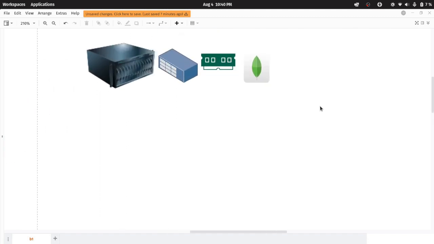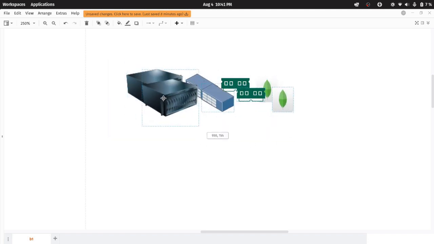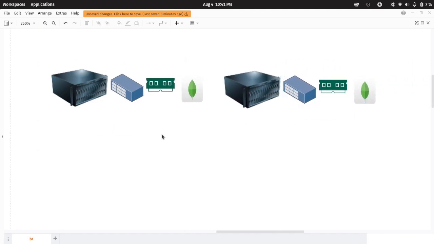On the other hand, if we see horizontal scaling, whenever we want to scale horizontally, what we would do is, for example, we have a MongoDB over here which will be running on a server having its own CPU with a storage and RAM. But what if we want to scale this? If we want to scale this, we could create another server with the same configuration. We could just set up another server with the same configuration.